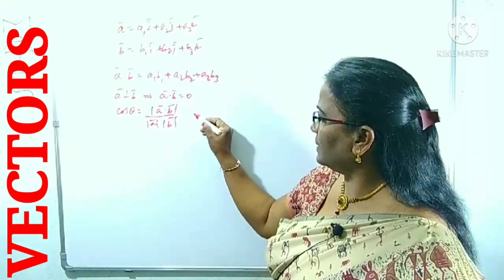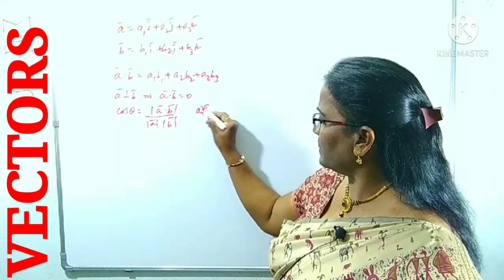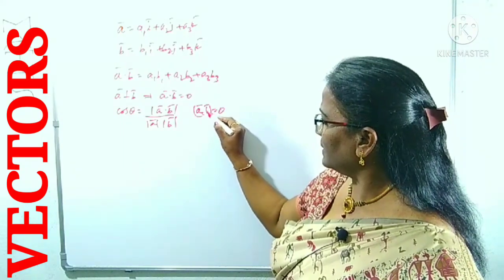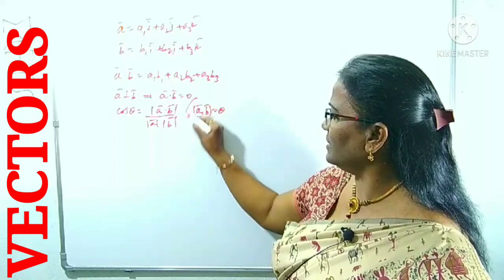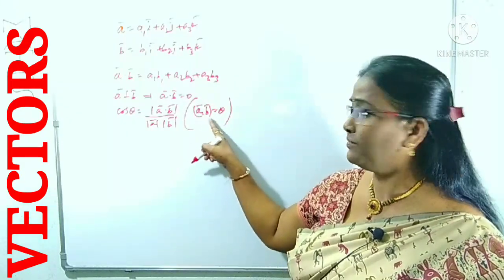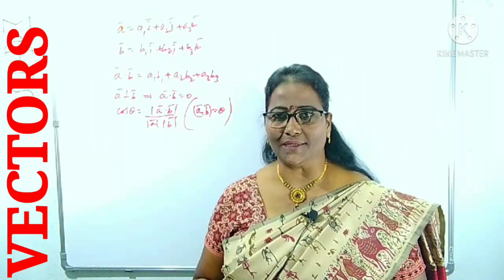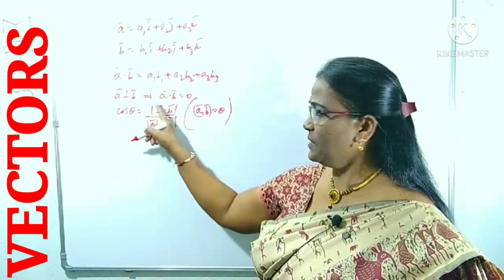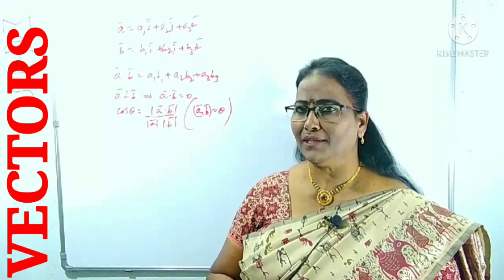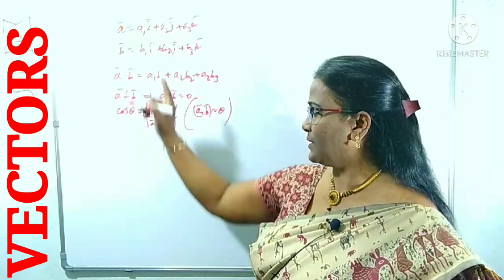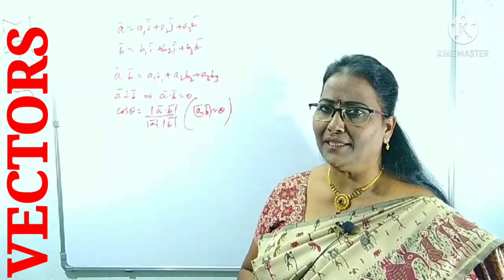The symbol theta can also be written as the angle A comma B, which is the angle between the two vectors. This is the symbol for the angle between two vectors. Clear? When the dot product is 0, the two vectors are perpendicular. How can you find the dot product? I have given a hint there.